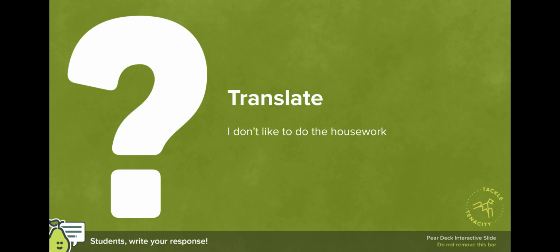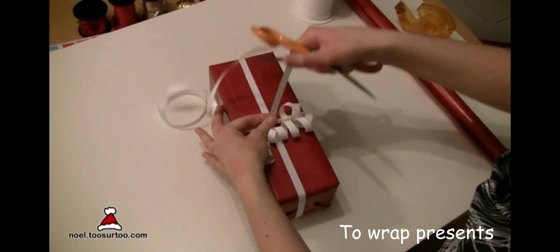Something along those lines, just to let you know that faire la poussière is to dust. Okay, translate this into French for me. I don't like to do the housework. If you need some more time, you can pause it. We should have said, je n'aime pas faire le ménage. Excellent.